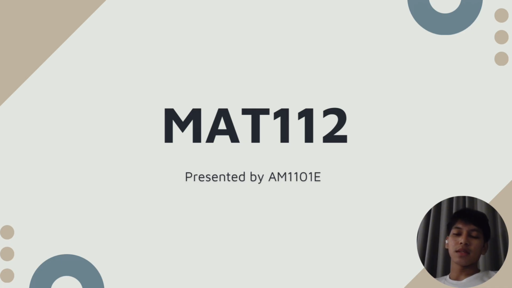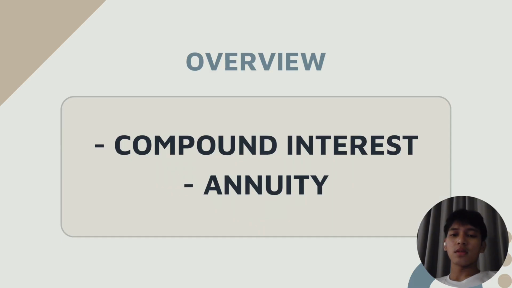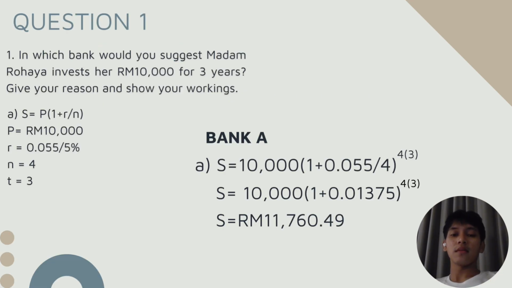Today we will be discussing two topics from the subject MAT112, which are compound interest and annuity. So what is compound interest? Compound interest is the interest calculated on both the initial principal and the interest already earned. It helps money grow faster over time compared to simple interest, making it a powerful tool for saving and investing.